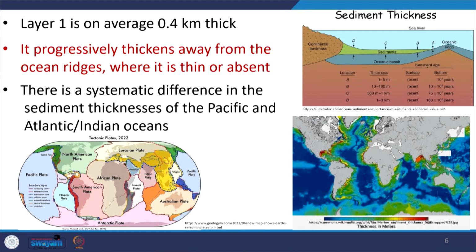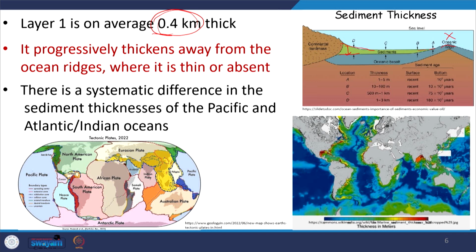Now, layer 1 is about 0.4 kilometer thick, that is 400 meters thick. However, it varies from place to place. Near the continent, the layer thickness is more. However, if you go to the mid-oceanic ridge system, it is either very thin or not present. So, though it is about 0.4 kilometer thick on average, its thickness increases towards the continent and decreases towards the mid-oceanic ridge.